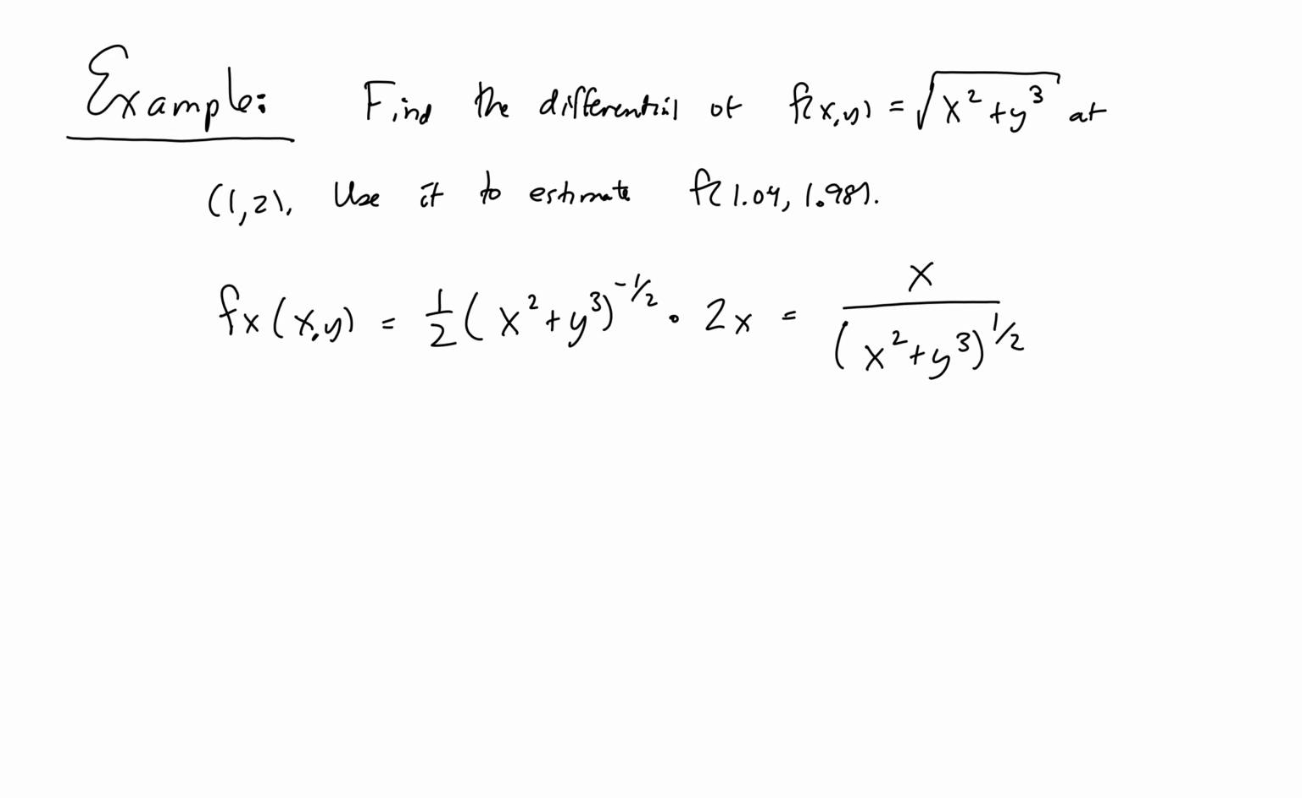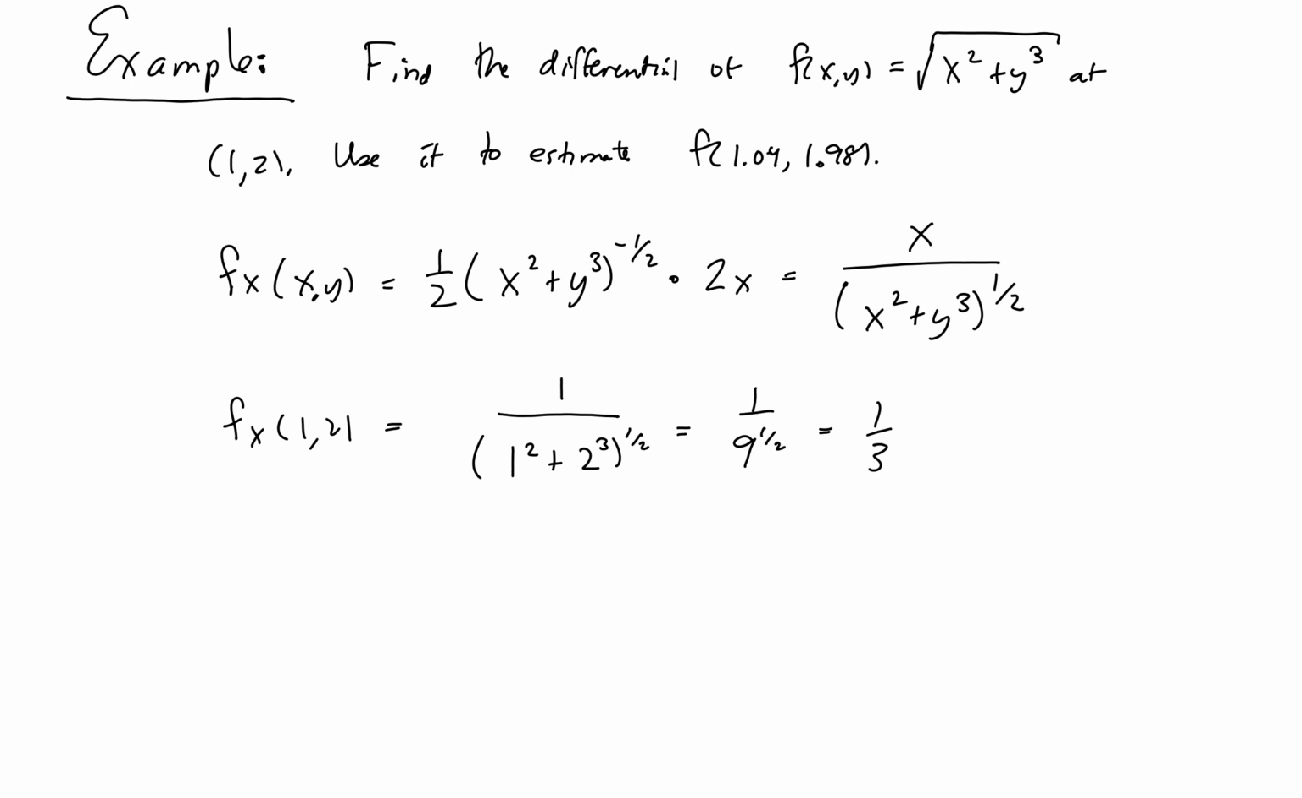And now I want to evaluate this at my point 1, 2. So this gives me 1 over 1 squared plus 2 cubed to the 1/2. So this is 1 over 9 to the 1/2. So this is 1/3. And then we take the partial with respect to y.